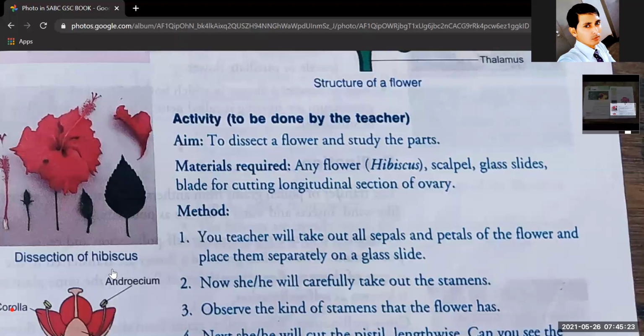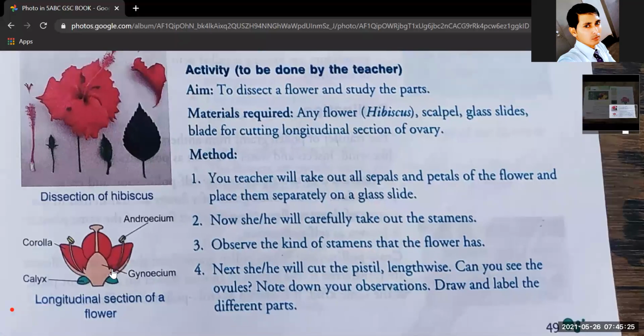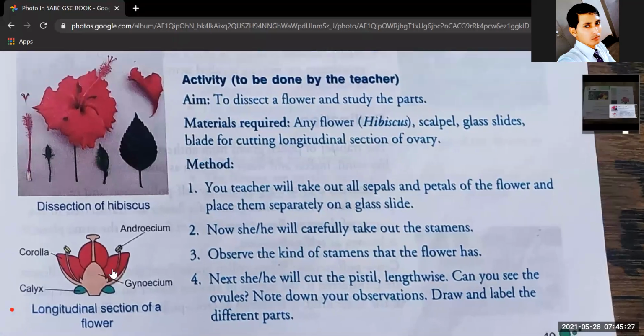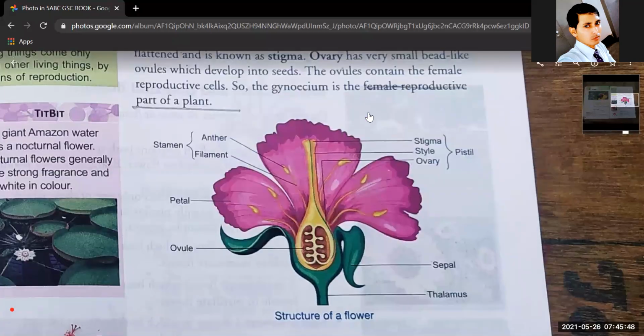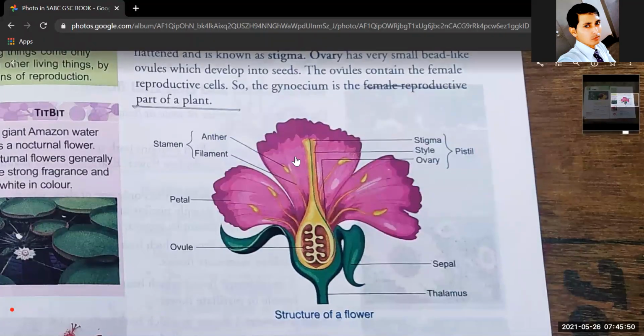Now, one activity is given. Let us try to understand what is given here. The activity is to be done by the teacher. Okay, this is to be done by the teachers only. Aim. What is the aim of this activity? To dissect a flower and study the parts, like here we have studied the structure and the parts of the flower.